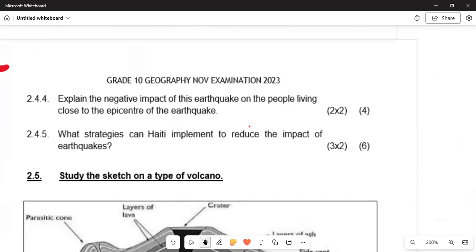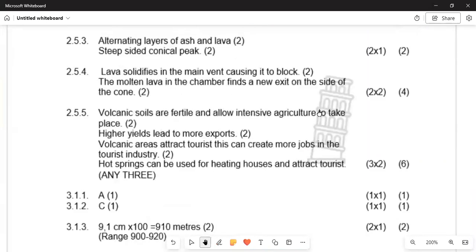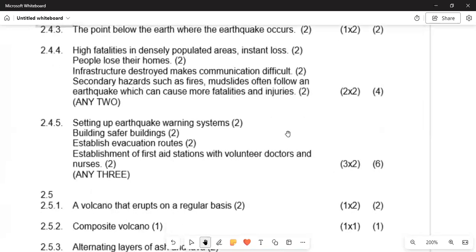So those are the concurrent questions that you need to expect: the negative impact of the earthquake on the people living there for 4 marks, and what strategies can be implemented by the Haiti people to recover. Okay. And then here we are seeing that number one, high fatalities. What does the earthquake cause? It is high fatalities. It means people are dying in densely populated areas, instant loss, people lose their homes, infrastructure, and secondary hazards such as fires and mudslides often follow an earthquake, which can cause more fatalities and injuries, and any two would have been accepted.